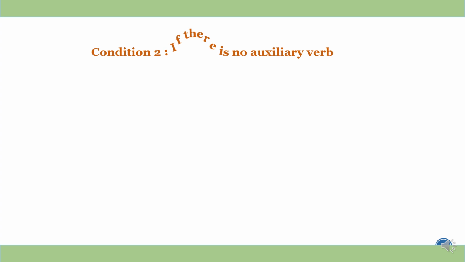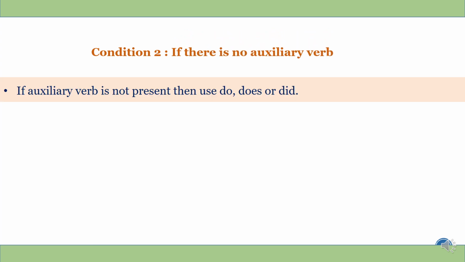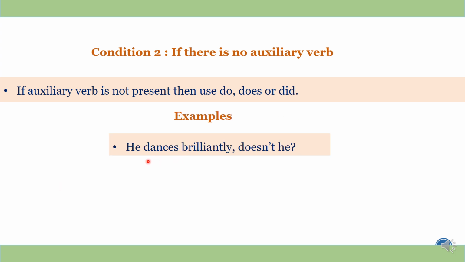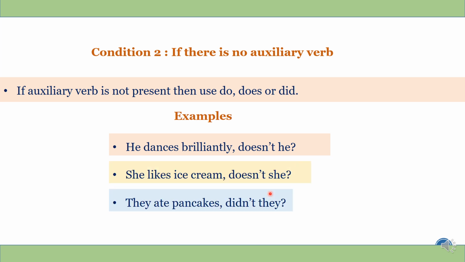Next rule is if there is no auxiliary verb. If an auxiliary verb is not present, then we use do, does, or did. Examples: he dances brilliantly, doesn't he? Here there is no auxiliary verb, so we are using doesn't he. She likes ice cream, doesn't she? Next example, they ate pancakes, didn't they? In all these, there was no auxiliary verb. So, we can use do, does, or did depending on the sentence.